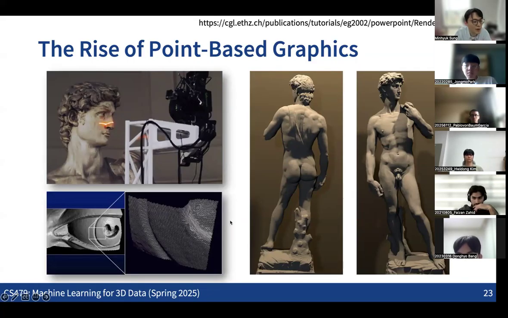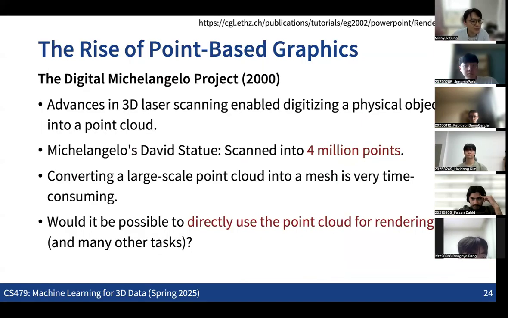At this time, what people started to think about was how we can utilize this kind of scanned point cloud directly for many applications without doing any conversion into meshes or something. While we are also going to discuss this kind of conversion of representations, there were attempts at how we can directly use the point cloud for many things, especially for rendering. So this was the basic idea that people started to discuss at this time.